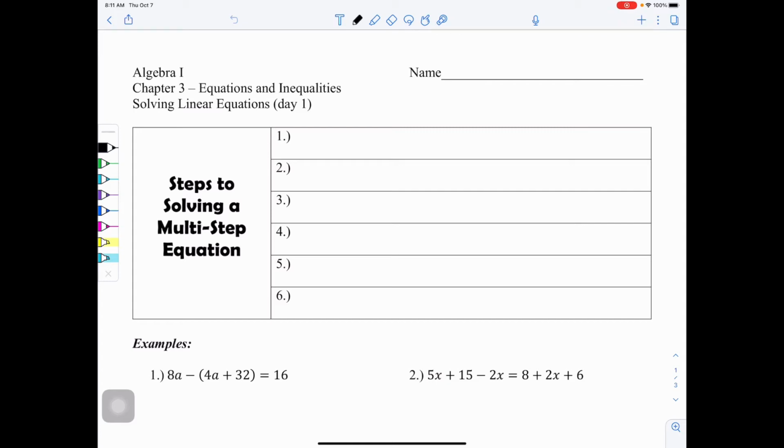Today's lesson is called Solving Linear Equations, Day 1. We're going to start by reviewing the steps to solving a multi-step equation. The first thing we want to look for when solving an equation is to do all of the simplifying first before we start to solve. And when you're doing that, distributive property should be number 1 on your list.